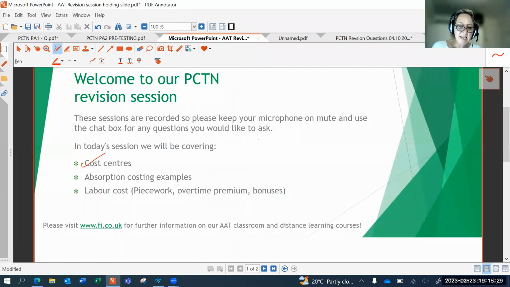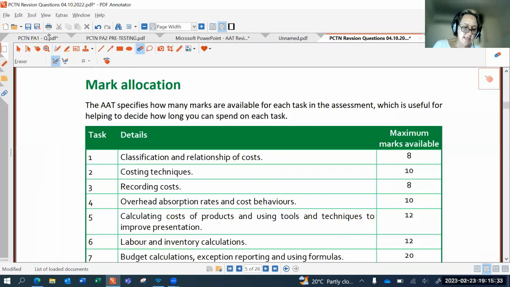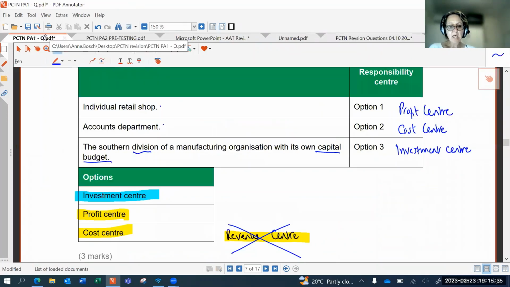Yes, absolutely. If that was an option, the retail shop could also have been a revenue centre. Yes, I think it could. It would be a revenue centre if we didn't want to make the manager responsible for the costs. So I often think maybe a profit centre is perhaps a little bit more appropriate for the retail shop, because the chances are they're also having to be responsible for buying in the goods that they sell.